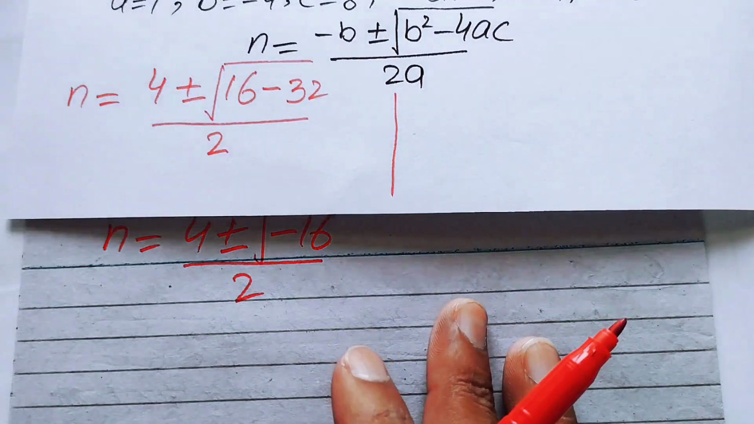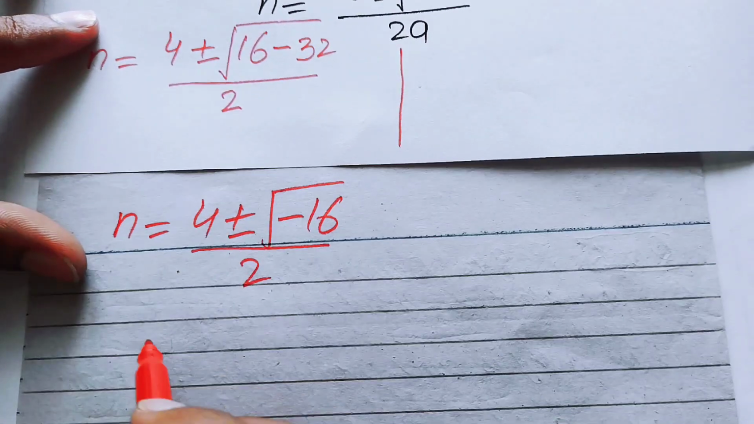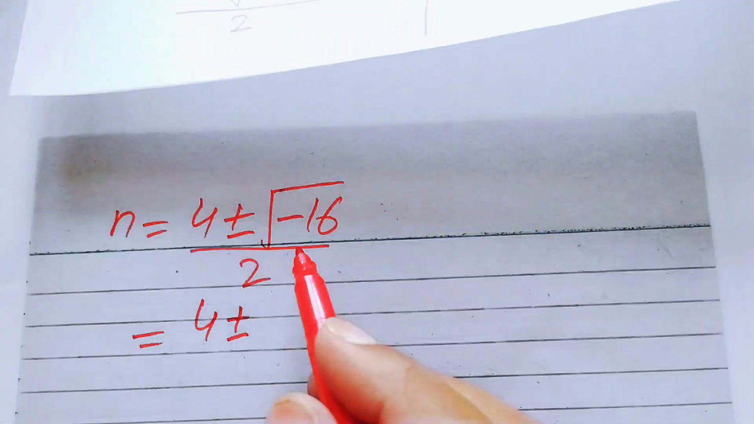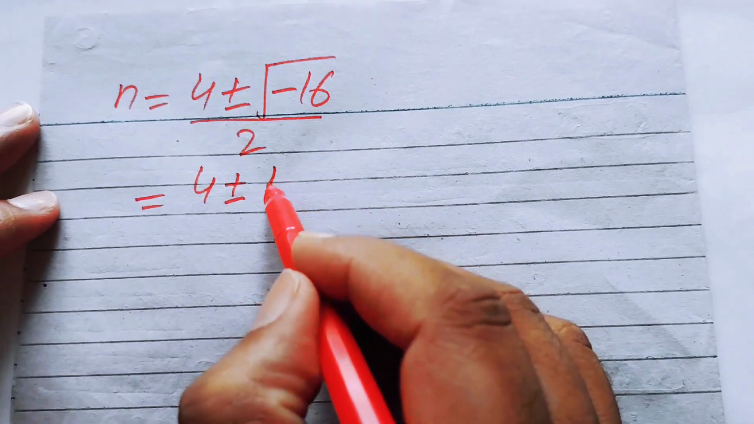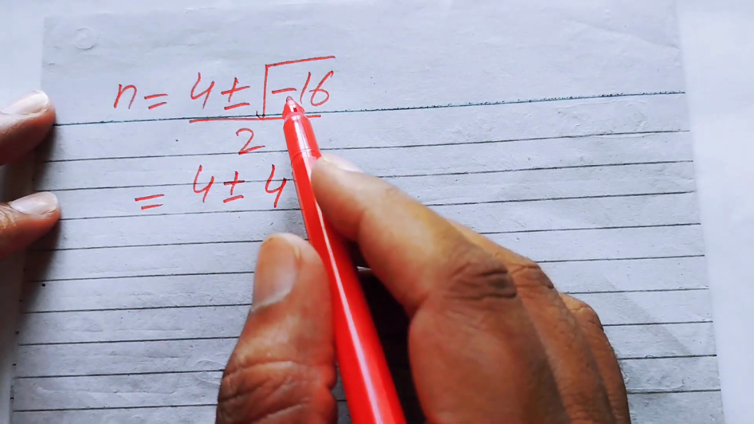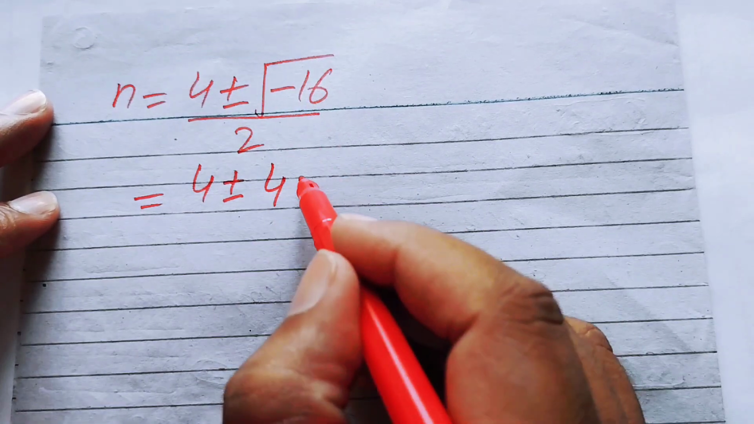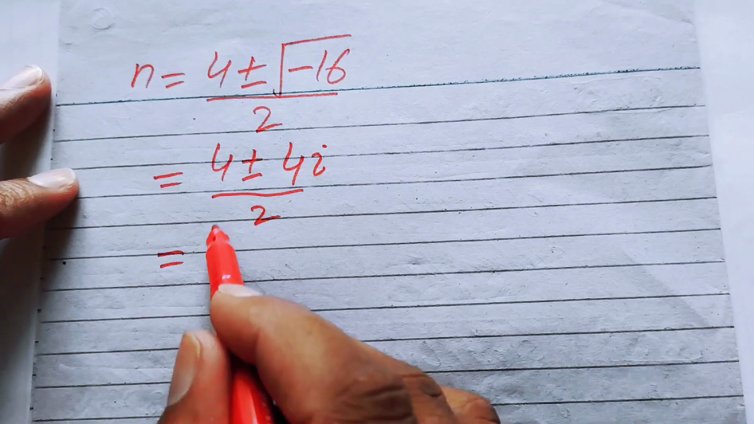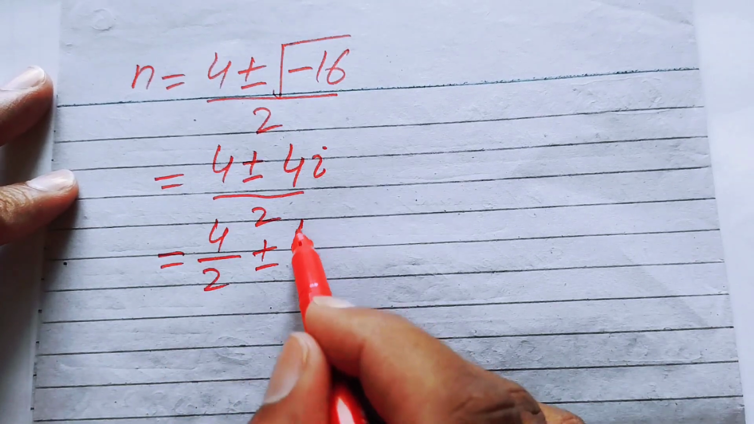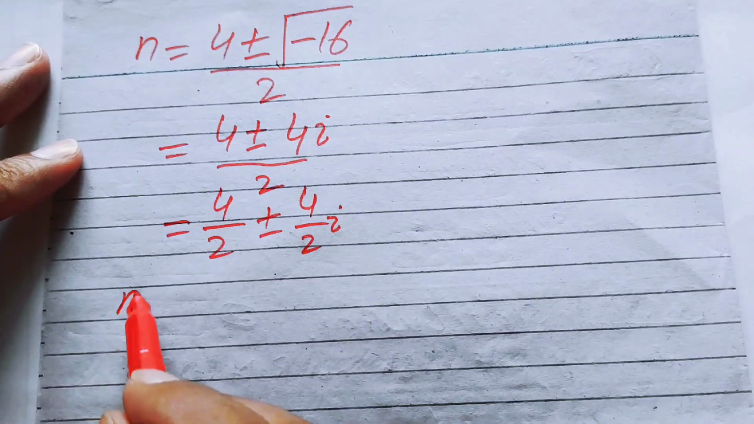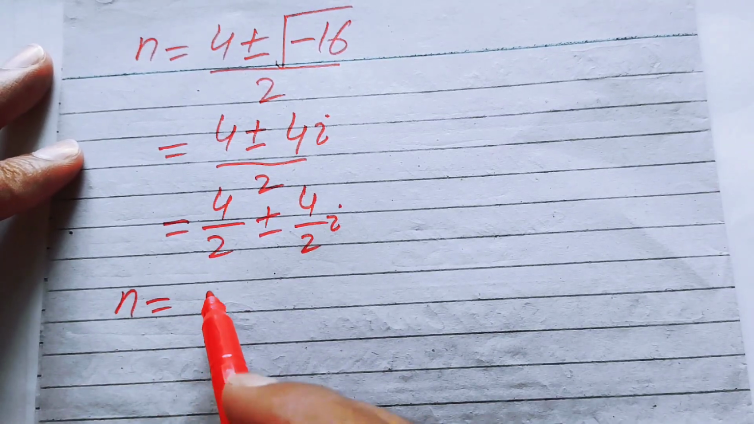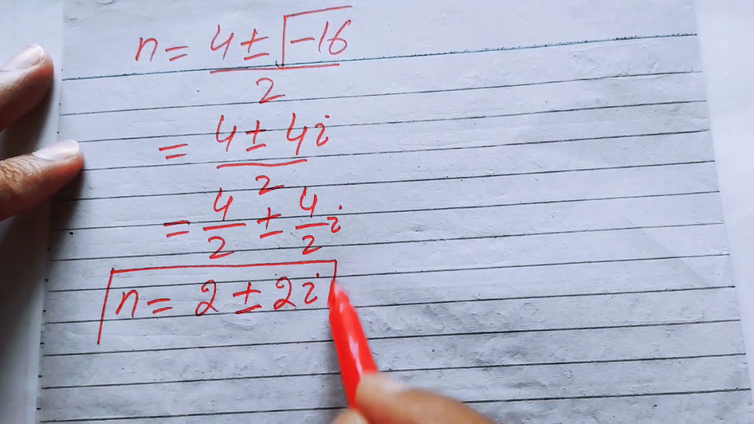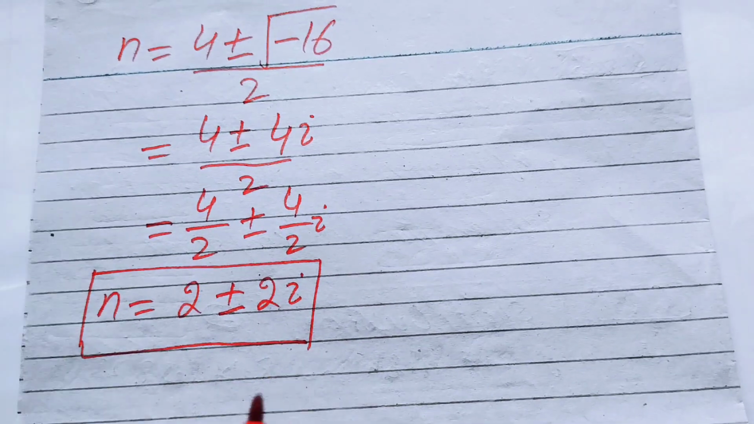And now you get n is equal to 4 plus minus the square root of 16, which is equal to 4. You can again see that we have a negative sign under the square root, so you get iota over 2. Now we separate the terms, and you get 4 over 2 plus minus 4 over 2 iota, and finally the first two roots of the equation are 2 plus minus 2 iota. So these are the two complex roots of the given equation.